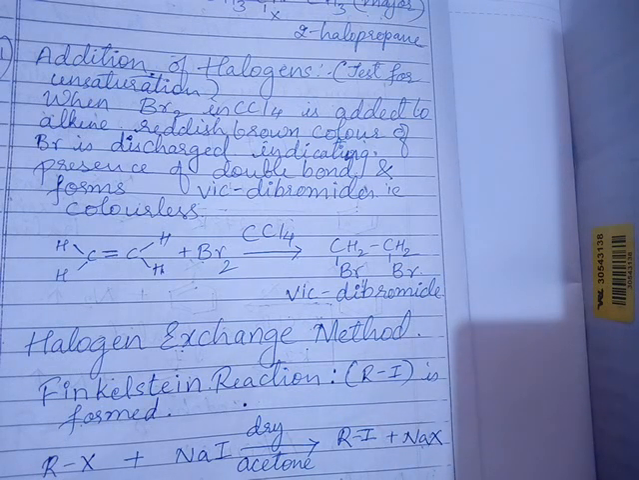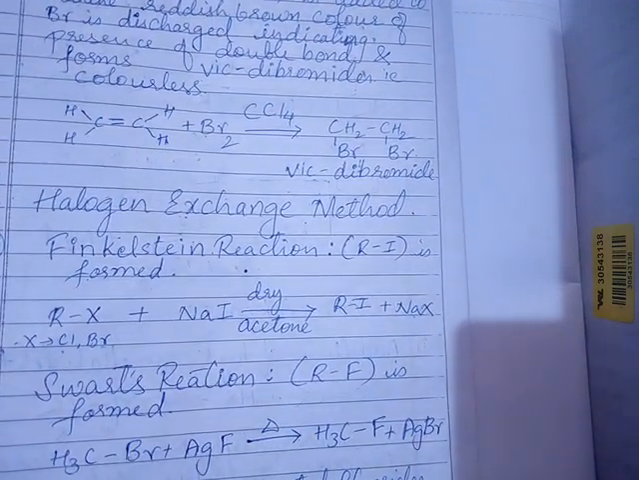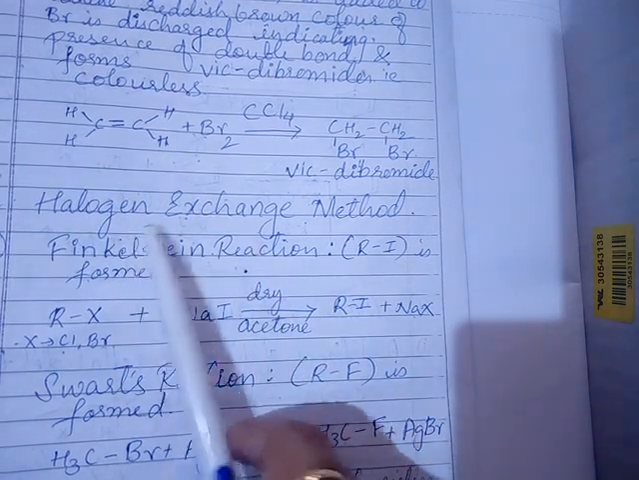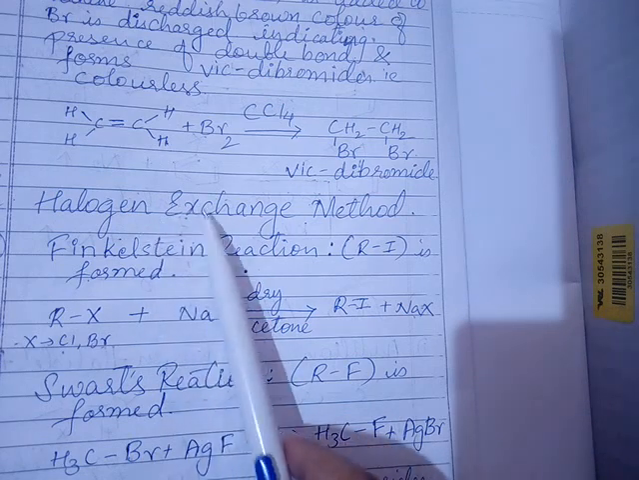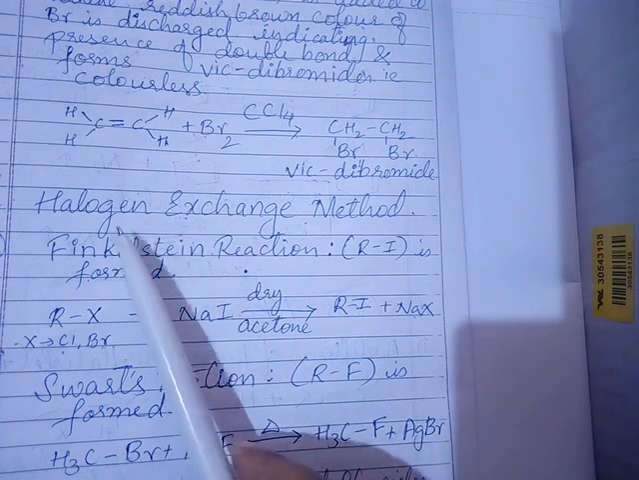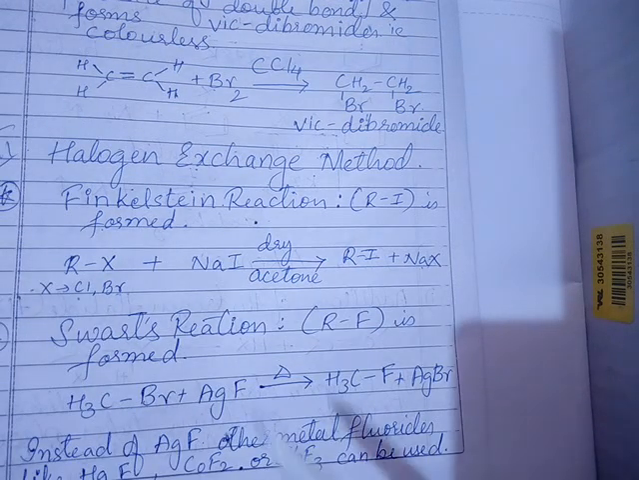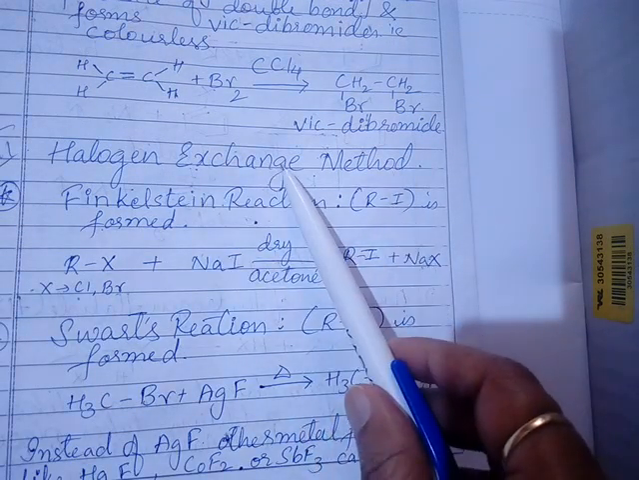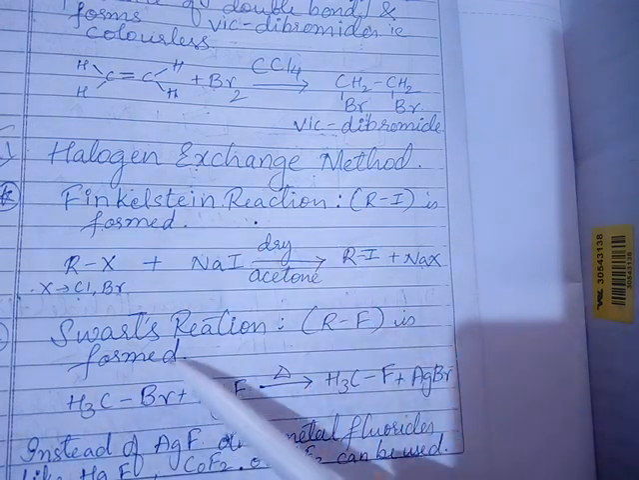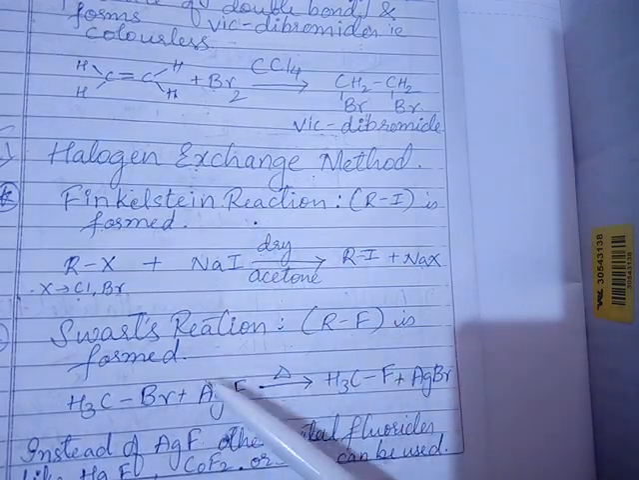Coming to the next method of preparation. The next method of preparation is the halogen exchange method. The word itself indicates that halogen exchange happens. So between two reactants, what happens to the halogen? It gets exchanged. So in that way, let us take a look at this reaction. In the halogen exchange method, there are two sub-methods. One is the Finkelstein reaction, another is the Schwarz reaction. These two are named reactions and are important reactions.